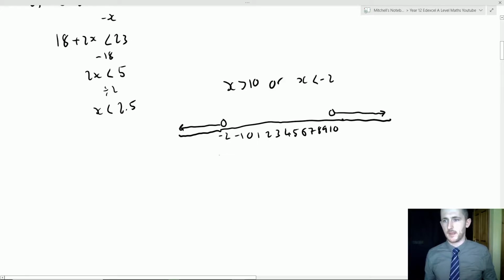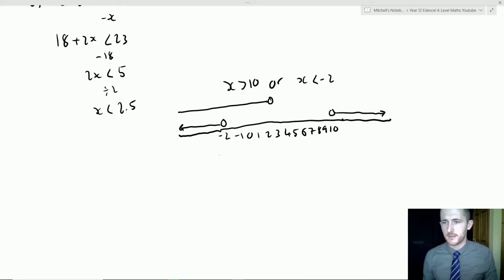Okay? Now, for the x is less than 2.5, what we're going to do is go here and draw a line going all the way to the left. And what we're looking for is the parts where this overlaps with each other. So, just to go again, if I label this 1, 2, and 3, represent it on a number line, that's 1, that's 2, that's 3.